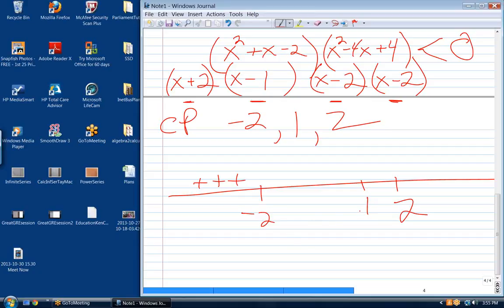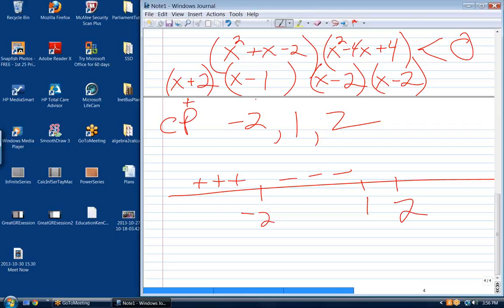How about between negative 2 and 1? You would get positive, negative, negative, negative. Yeah. What's that equal? Negative. And a number between 1 and 2. Let's try 1.5. Okay. Yeah, that's not hard.